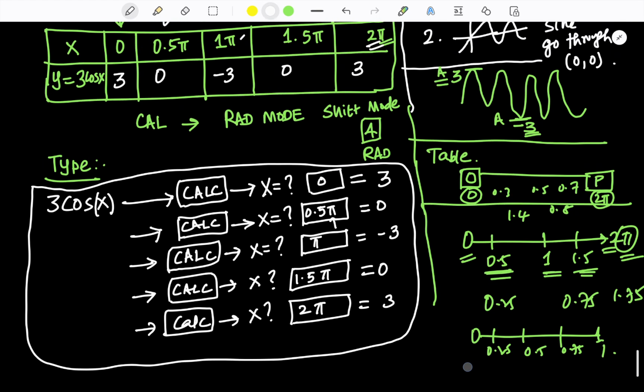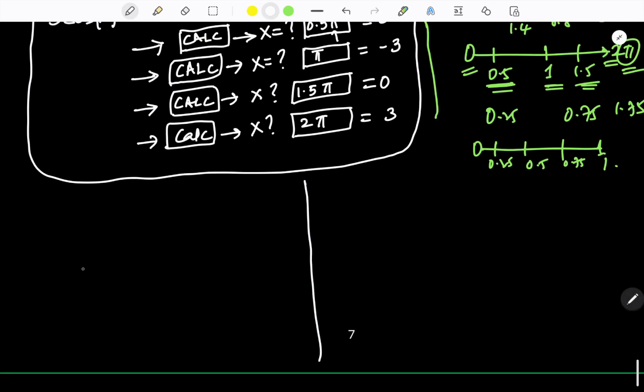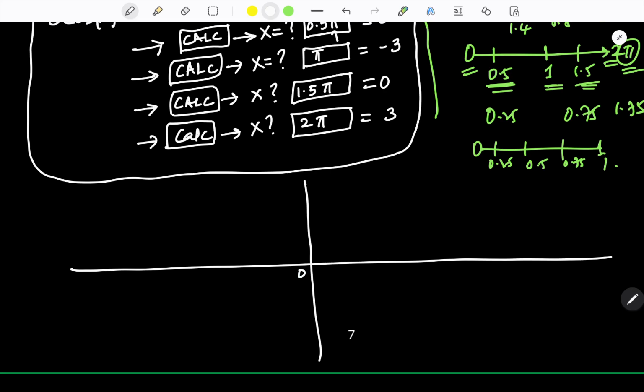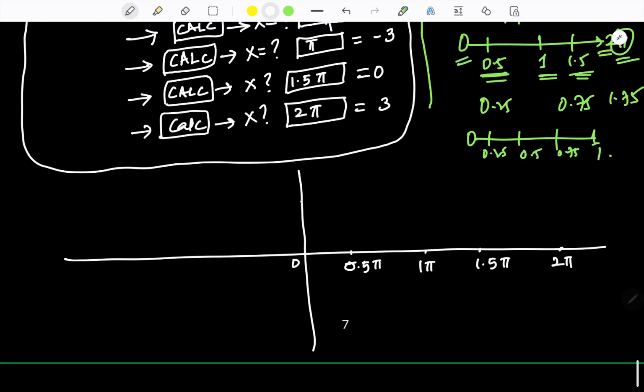So we are going to draw the sketch. Let's draw the sketch here. So 0, your next point is 0.5 pi, the next point is 1 pi, next point is 1.5 pi, next is 2 pi, and the maximum it goes, you see here, is 3 and -3, right? Maximum. So it goes as 3 here, and it goes as -3 here. Okay, so let's start putting the values.